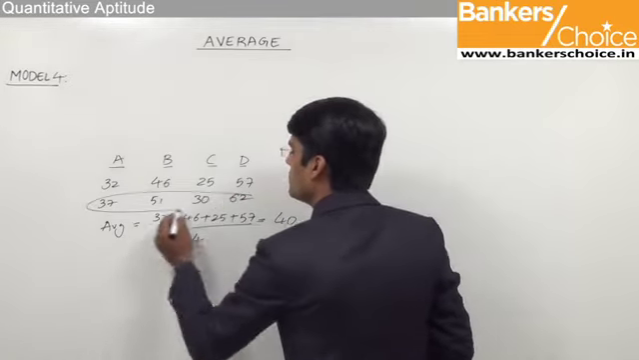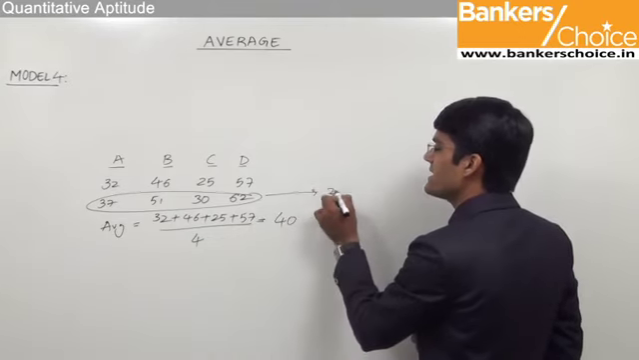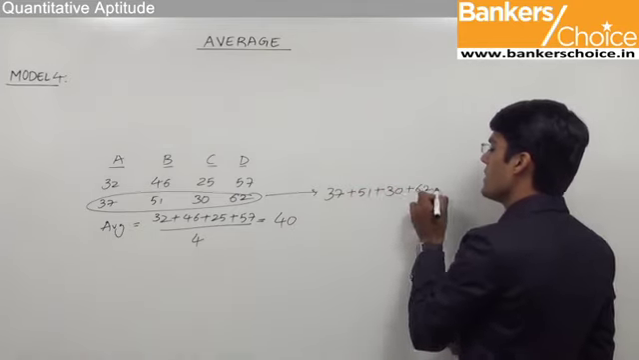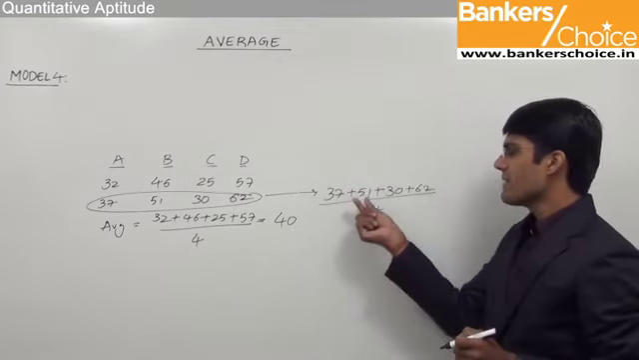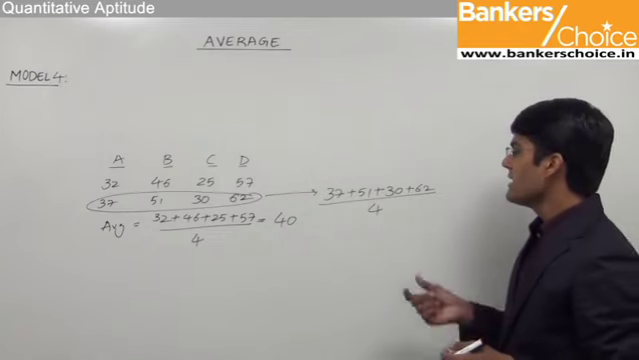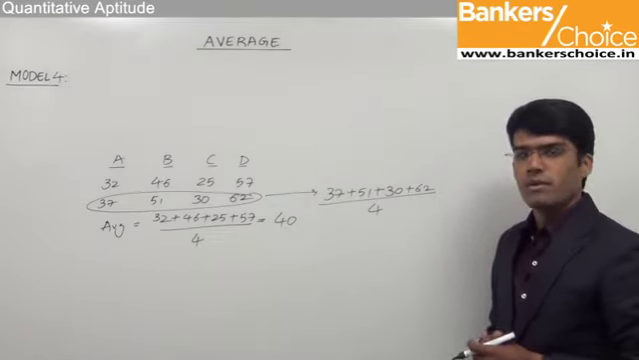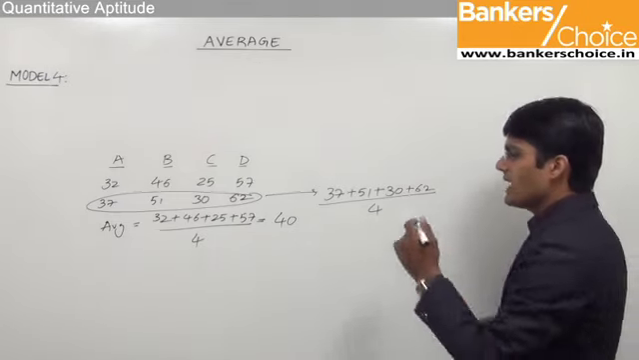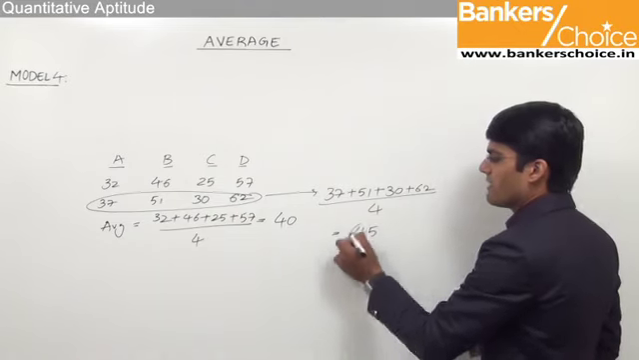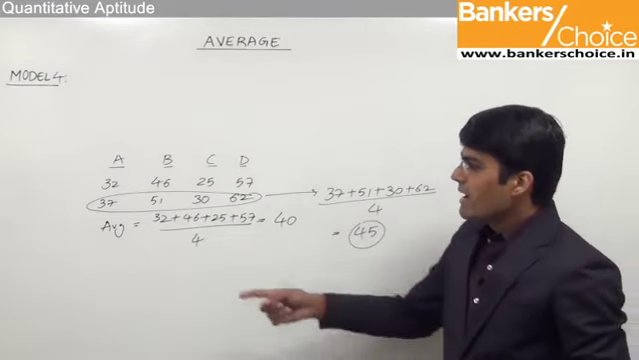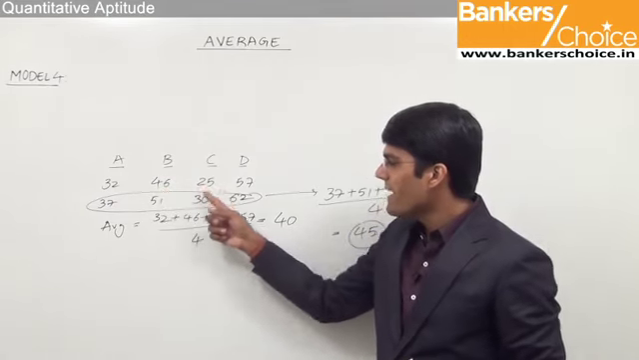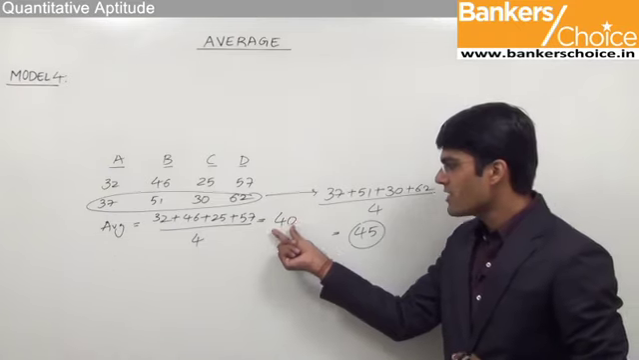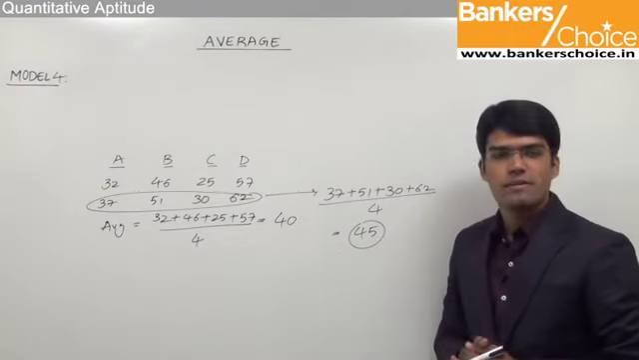Now the average of the new group will be equal to 37 plus 51 plus 30 plus 62 divided by 4. So 37 plus 51 is 88, 88 plus 30 will be 118, 118 plus 62 is 180, and 180 divided by 4 will be 45. So as you can see here, when each of the elements was increased by 5 kgs, the average also has increased by 5 kgs, because the previous average was 40 and the new average is 45 kgs.